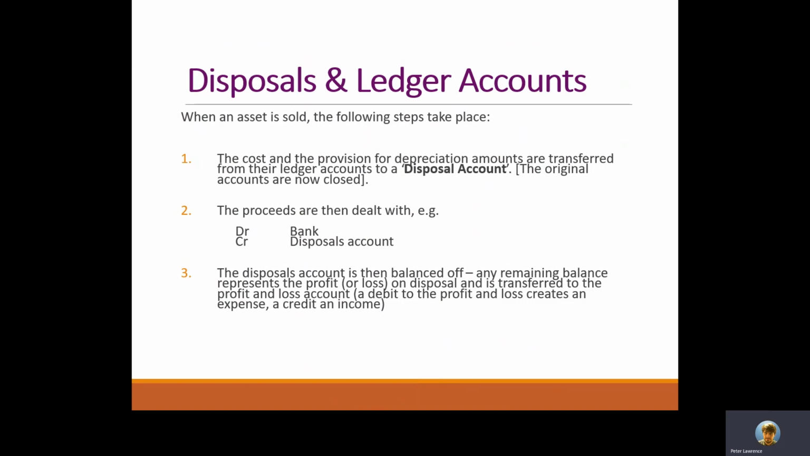The disposal account is then balanced off, so the balancing figure within your disposal is either going to be a profit or a loss. If the balancing figure within the disposal is transferred to the profit and loss onto the debit, then it becomes an expense. And if it's transferred to the profit and loss onto the credit side, then it'll end up as an income. Right? So those are the steps you need to know.